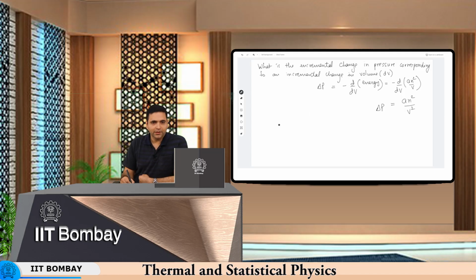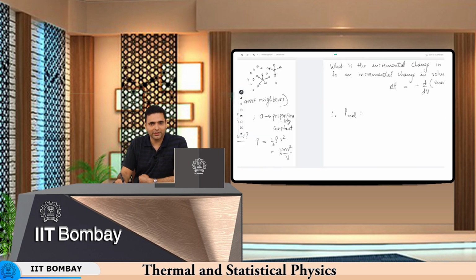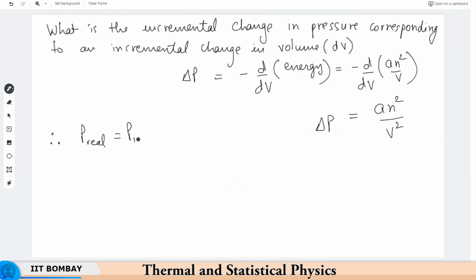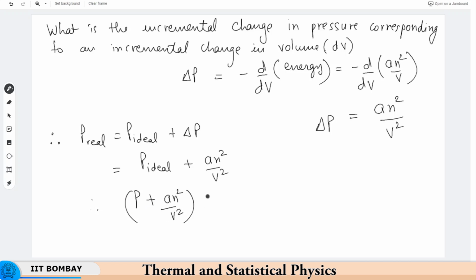So what will be the real pressure? From this equation, it becomes P ideal plus delta P, so we can substitute this value here. This is P ideal plus A n squared divided by V squared. Therefore the modified ideal gas equation looks something like this: P plus A n squared by V squared, times V, equals nRT.